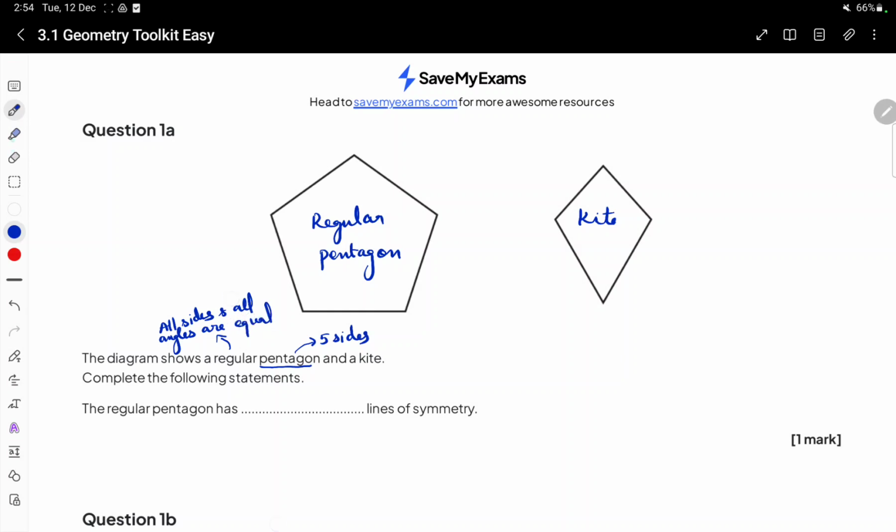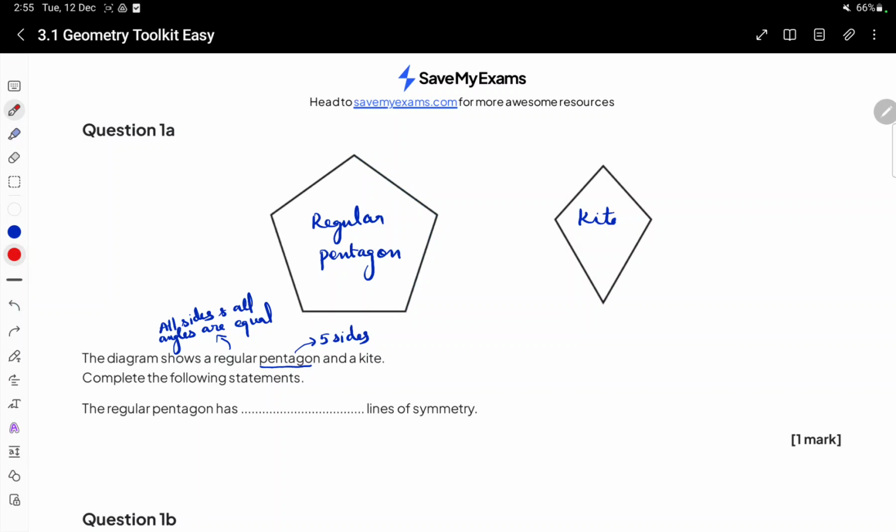All these 5 sides are equal. This side will be equal to this, and this will be equal to this. All these sides are equal. So if this is of length some 5 centimeters, this is also 5 centimeters, and this is also 5, this is also 5, and this is also 5. So all sides are equal in a regular pentagon. If you have a regular polygon, all sides and all angles are equal.